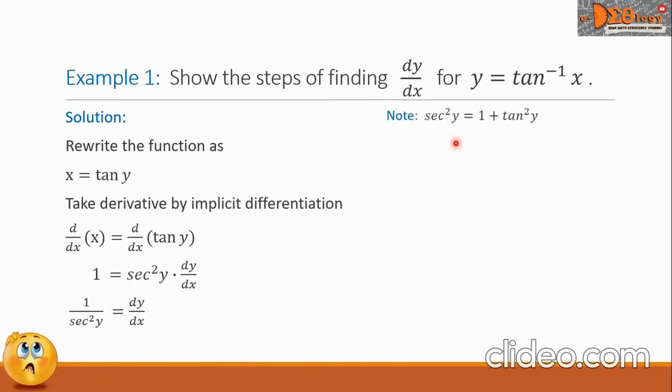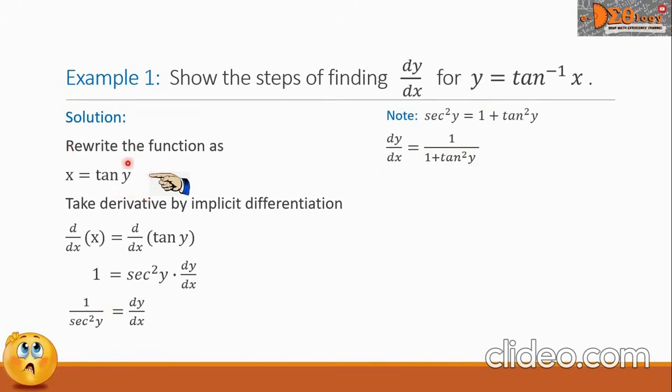Take note that the secant square y equals 1 plus tangent square y. We will substitute this value in here. So dy over dx is equal to 1 all over 1 plus tangent square y. We want to take the value of this function of y with respect to x by looking at our equation here, x equals tangent y.